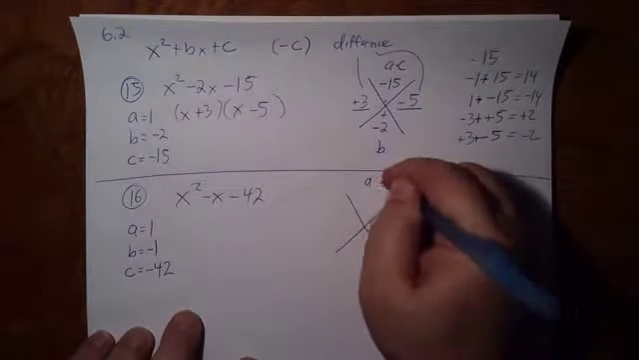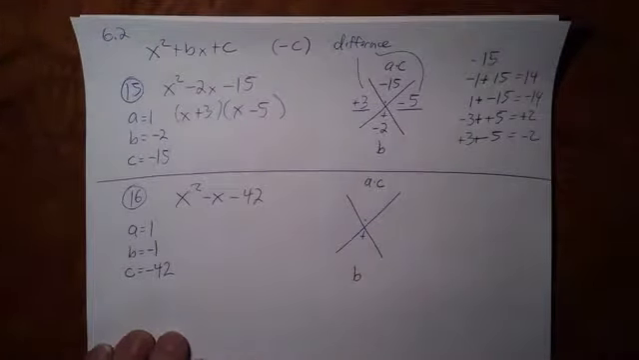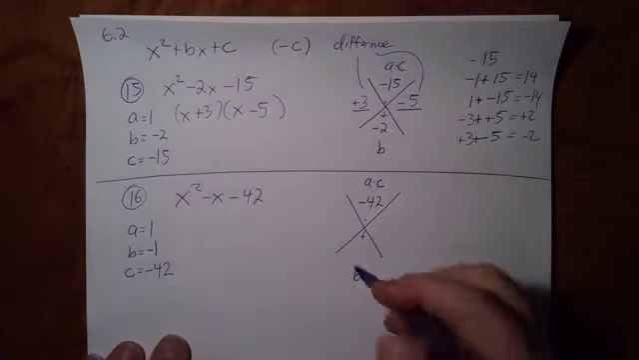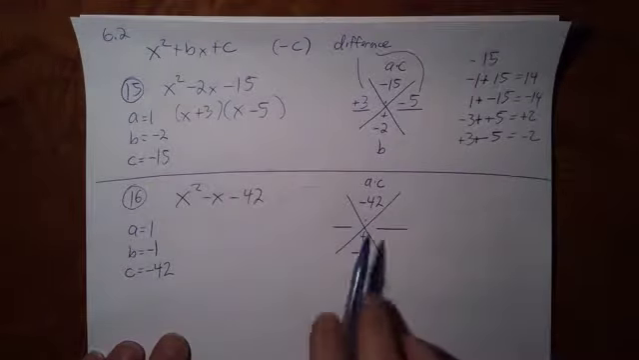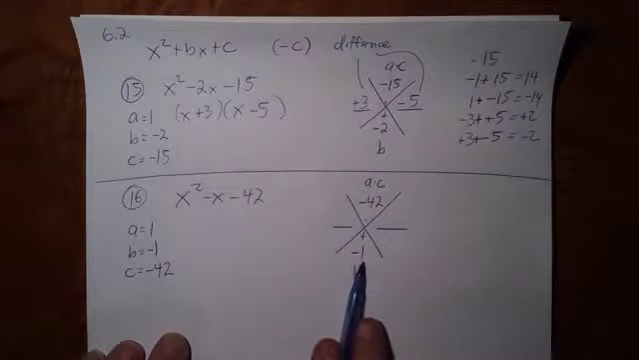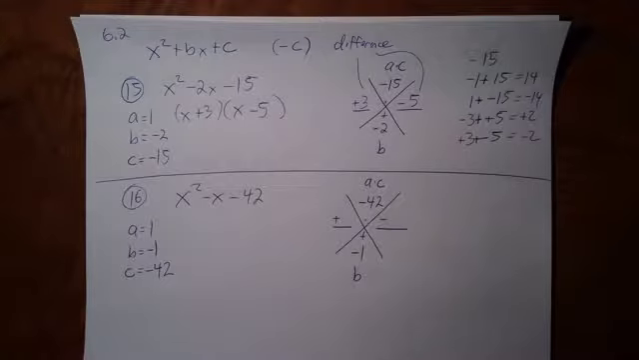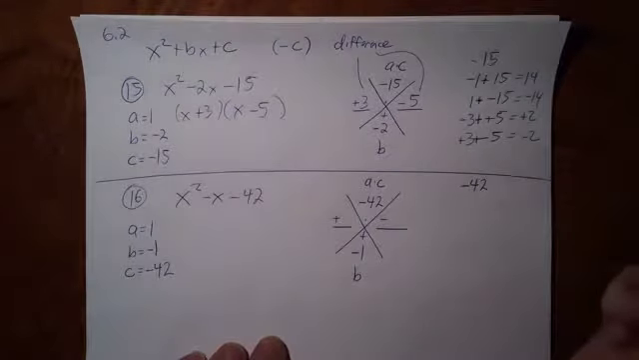Let's take a look at the values of a times c, and then take a look at the values of b. We know that 1 times negative 42 will be negative 42. b is going to equal negative 1. So we're looking for two numbers that multiply to negative 42, but that add to negative 1. Well, the only way we can get a negative product is by multiplying two numbers whose signs are opposite. So we know that, but we don't know what numbers those are yet, nor do we know the sign of those numbers. So let's take a look at all the ways to get negative 42.